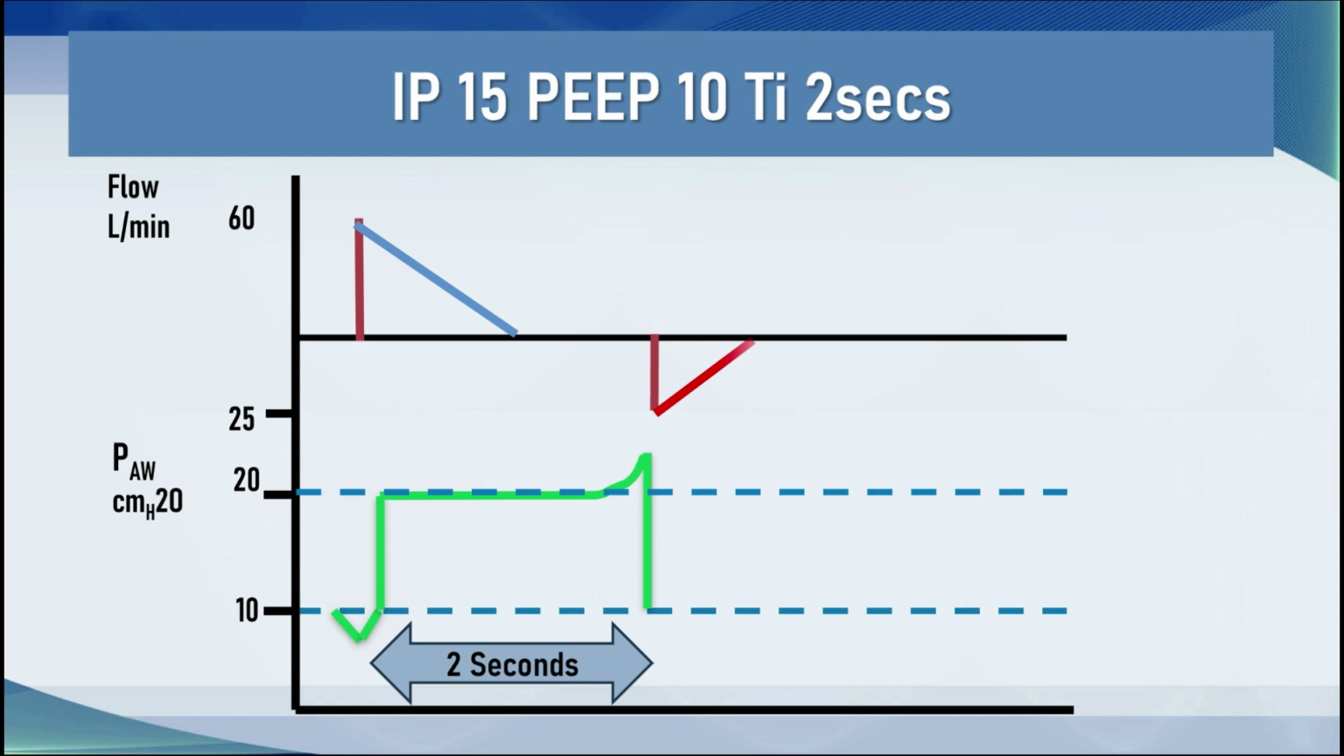Now, here's the patient who's on 15 centimeters of inspiratory pressure, a PEEP of 10, and an inspiratory time of 2 seconds. So you can see there's something wrong here. And this is the big problem with using long I times. This is a terminal upstroke. And this is what you see in some patients when they start to breathe again.